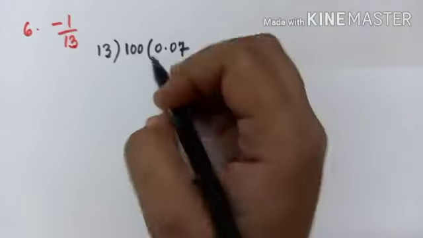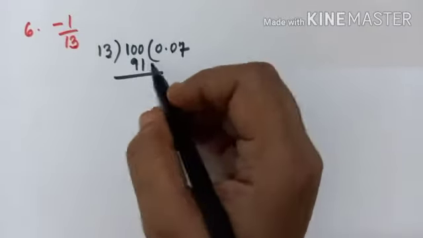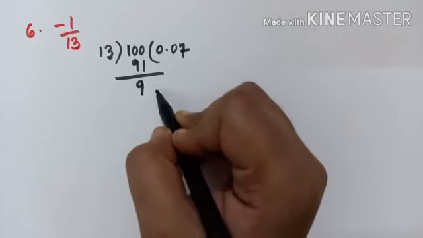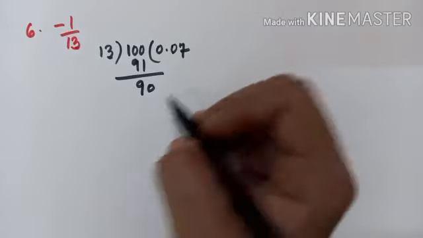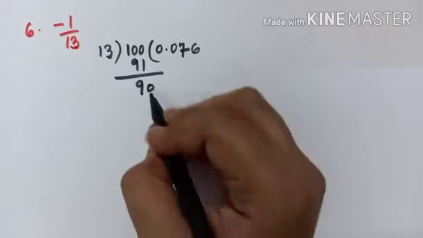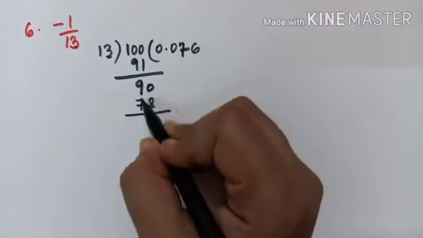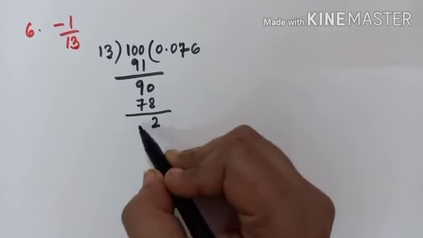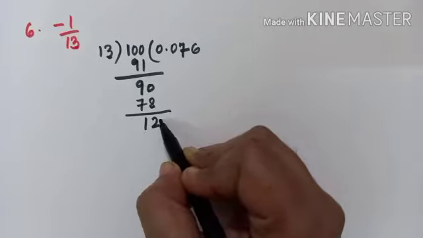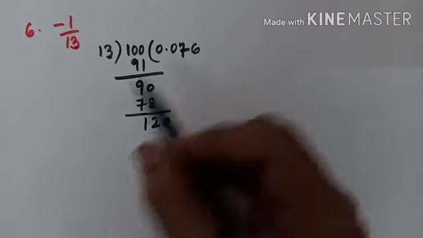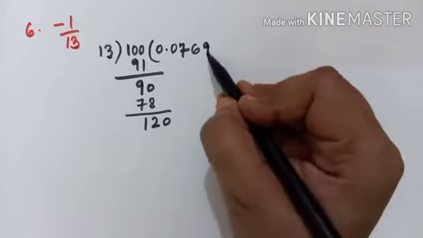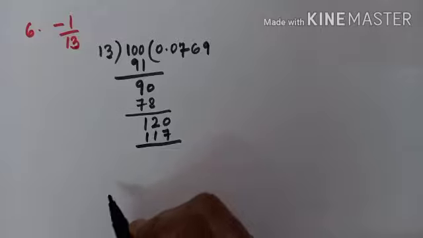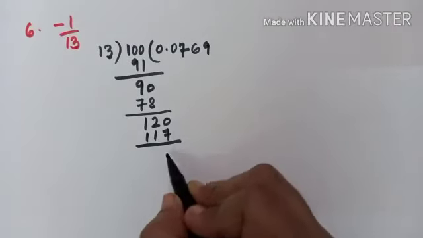So 13 sevens will be 91. Okay, so 100 minus 91. 100 minus 91 will give you 9, and 1 0 you are adding. Okay, so now 13 6s will be 78. Okay, 90 minus 78. Here it is 10. 10 minus 8 will give you 2, and here 8 minus 7 will give you 1. So here one more 0 again. Then 13 into 9 will be 117. Okay, so now 120 minus 117 will be 20 minus 17 is 3.